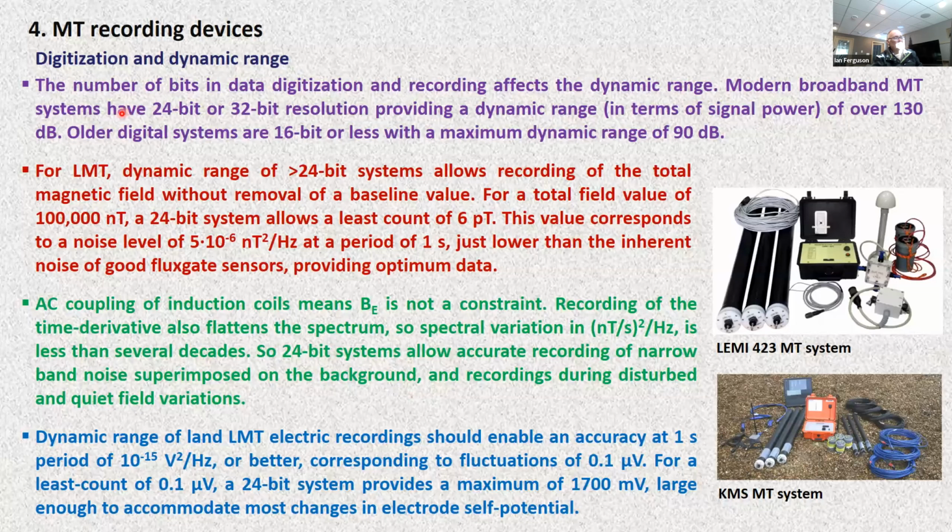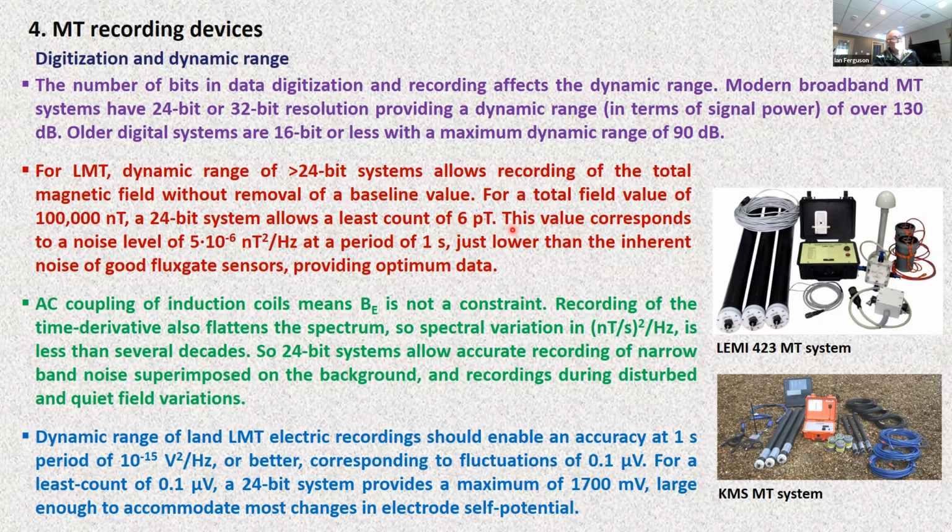Modern MT instruments tend to have 24-bit, or as Adam talked about, 32-bit resolution, providing a dynamic range in terms of signal power of over 130 decibels. This compares with older systems with a dynamic range of only 90 decibels or less. For LMT, this is important. The 24-bit system allows us to both record the total Earth's field and smallest measurements of around 6 picotesla.